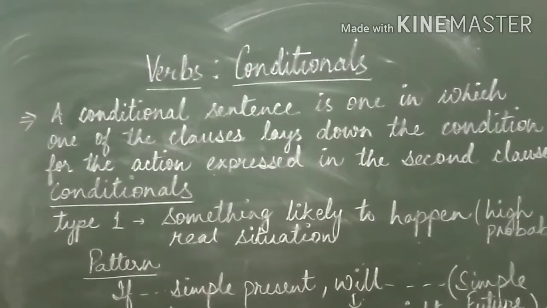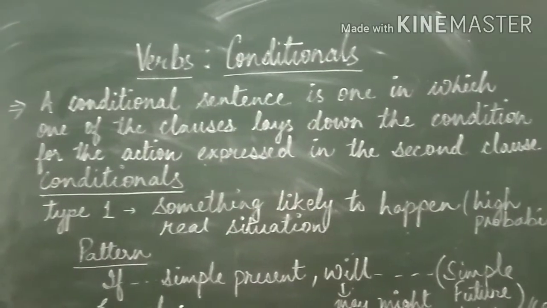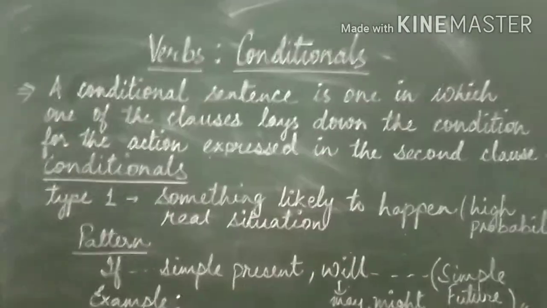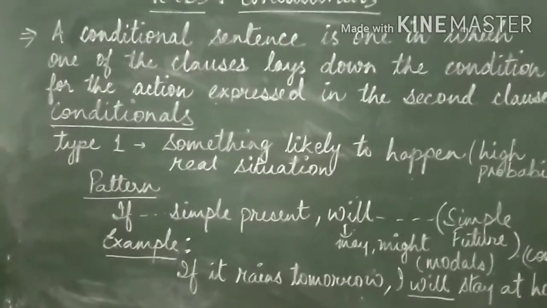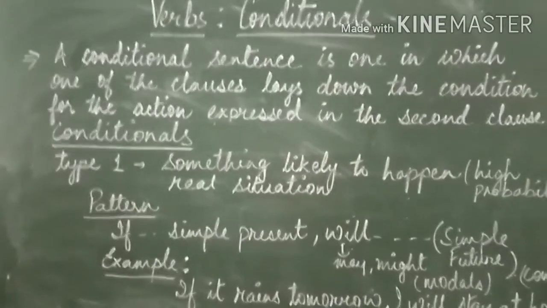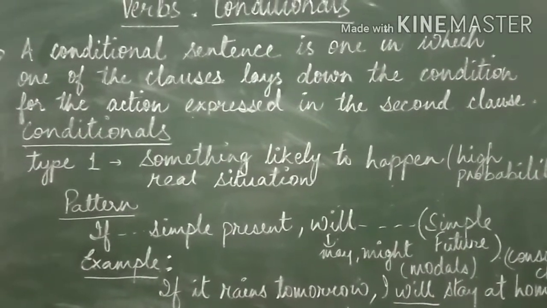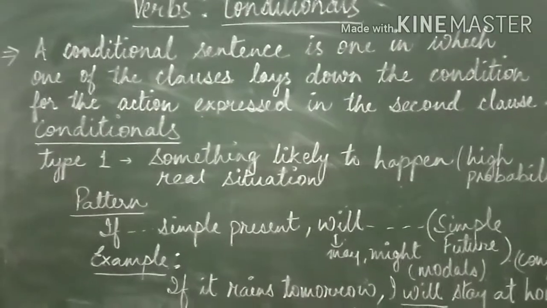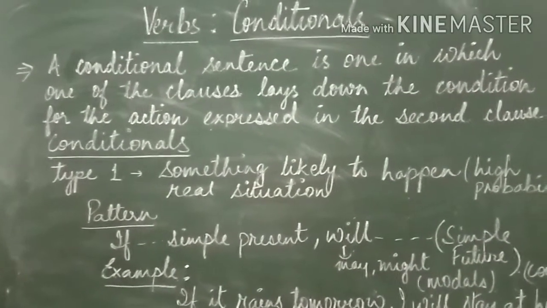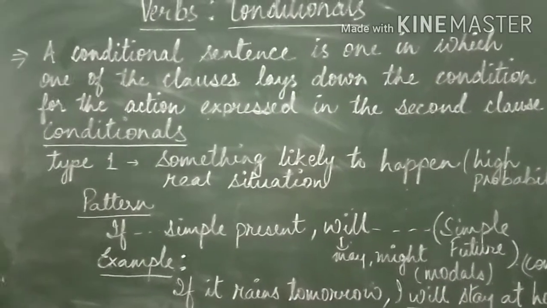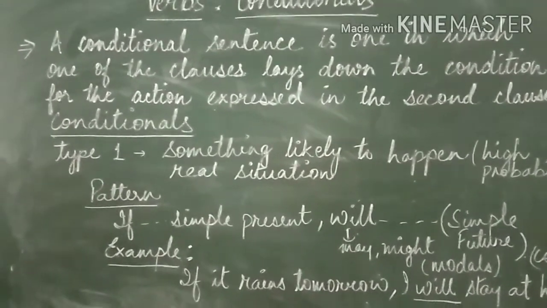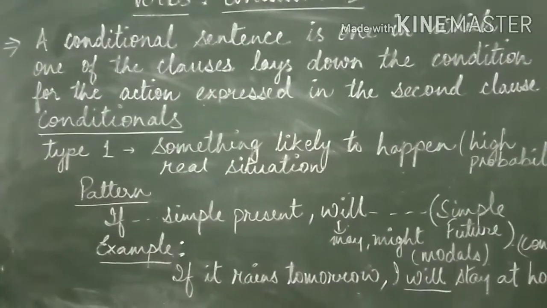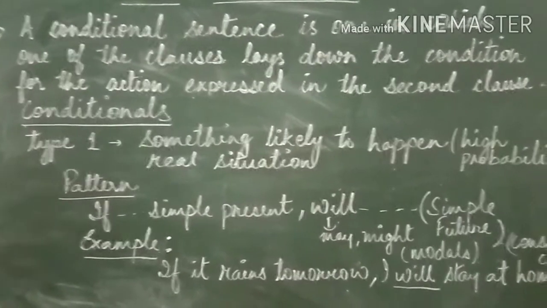The conditional sentence, I told you, has 2 clauses. One is the if clause and the other is the main clause. Now it has 4 types, that is type 0, type 1, type 2 and type 3. Type 0 we have already done in the previous video. In that we use general truths and scientific facts, and we use simple present tense. The pattern is simple present tense with the if clause. Everywhere in conditionals you will find the if clause. Now let's come to type 1.